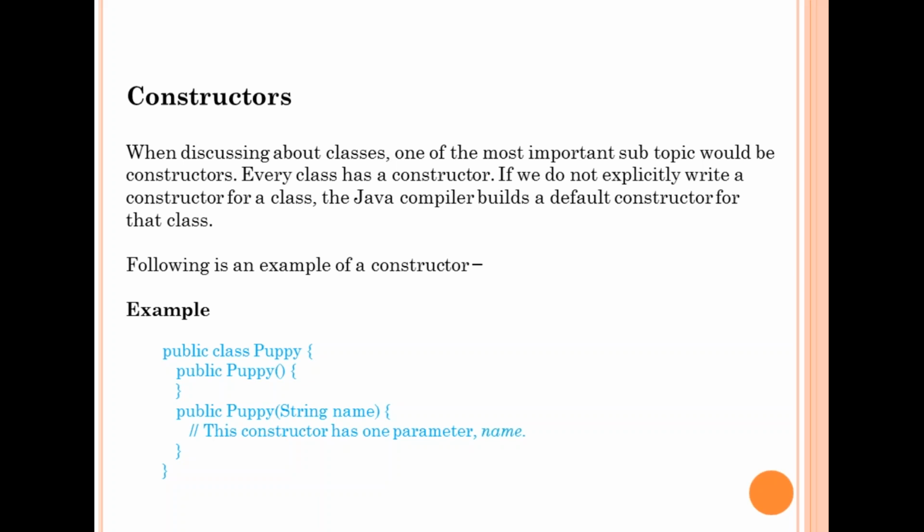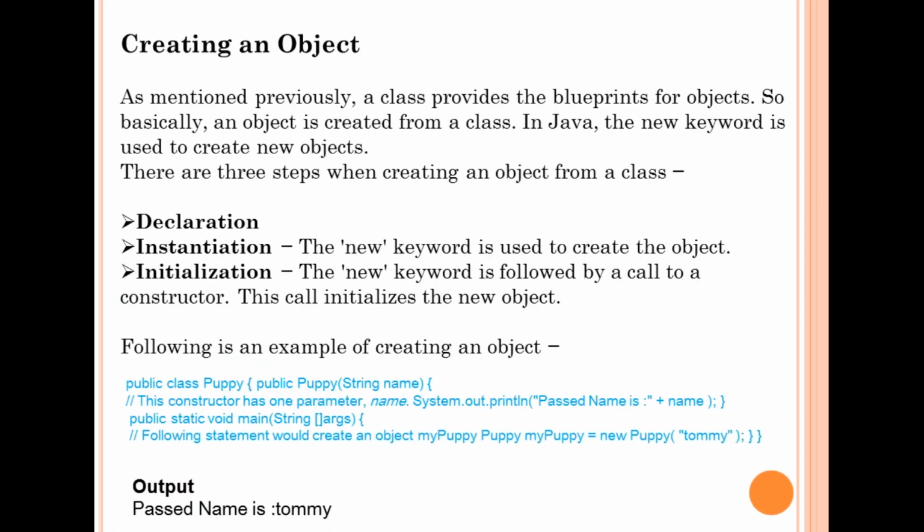Following is an example of a constructor. Public class Puppy, and the constructor inside this class with the same name, Puppy. We have two different types of constructors. We are going to discuss the constructors in detail in the subsequent chapters.